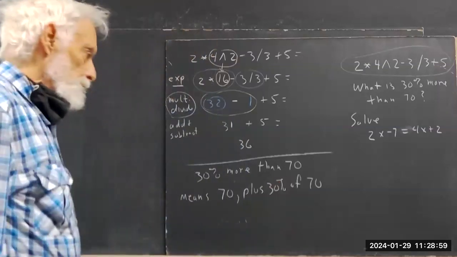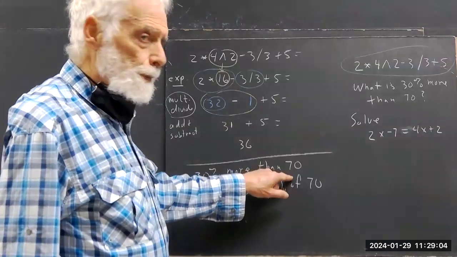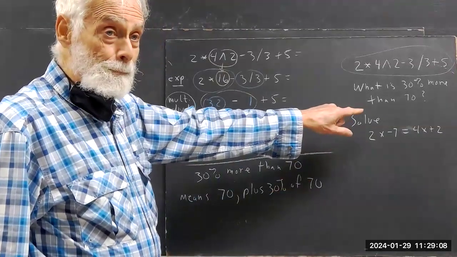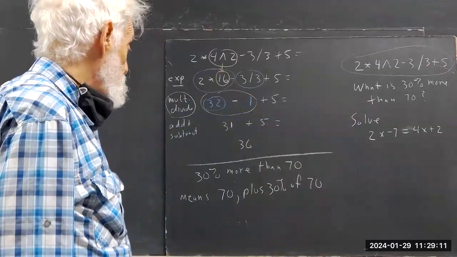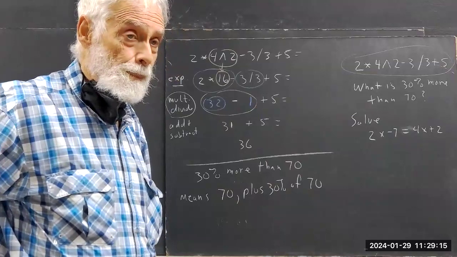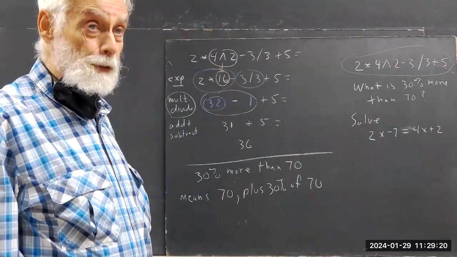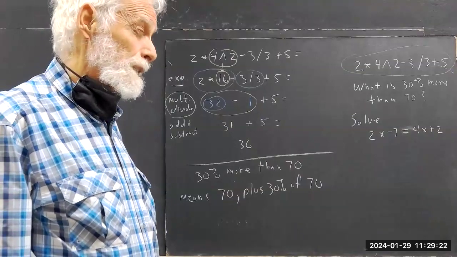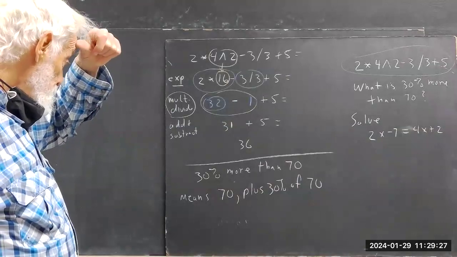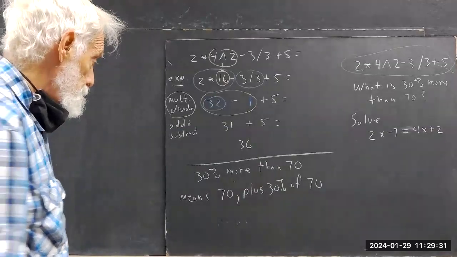Plus 30% of 70. Now, one person interpreted this as saying 30% more than 70%. Well, there's no percent on the 70, right? It's a question mark. So if it was 30% more than 70%, you might be right saying it's 100%. Depending, again, there's a little ambiguity in that, but I'm not going to talk about it. Anyhow, it means 70, and then you add 30% of 70.